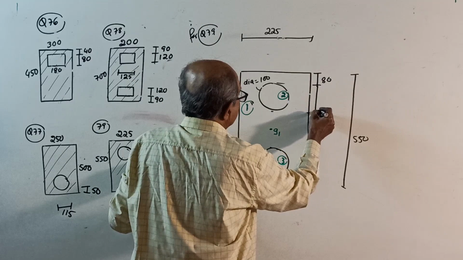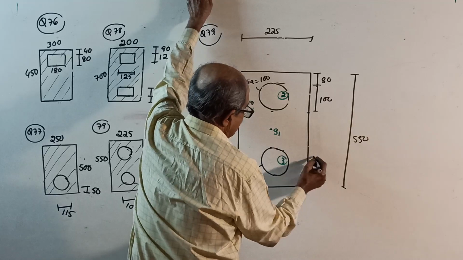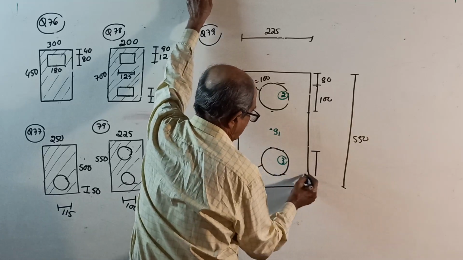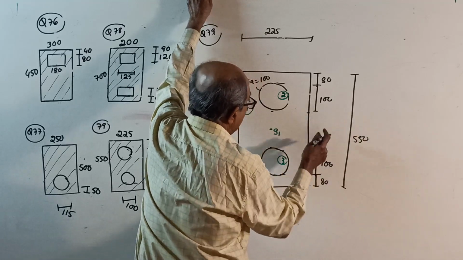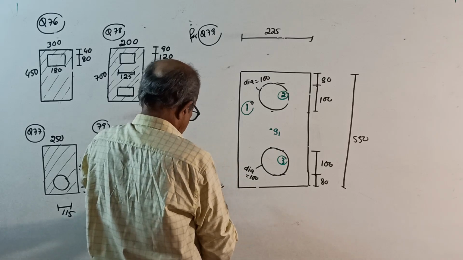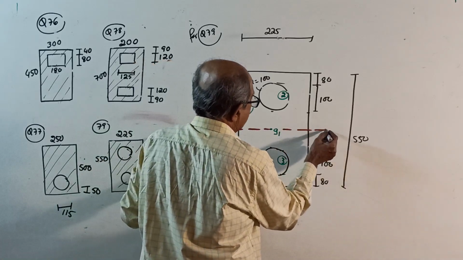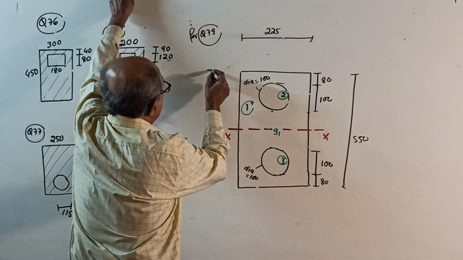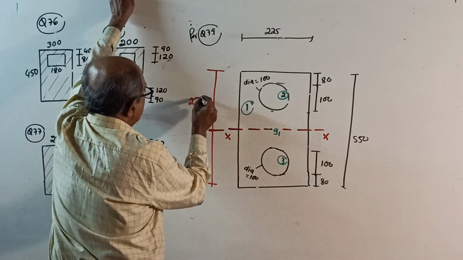This diameter is 100. This is 100, up to here. 180. This gap you write if you want. Now x-axis. X-axis here, directly without calculating, x-axis here. Symmetry is there. 550 means 275, 275.